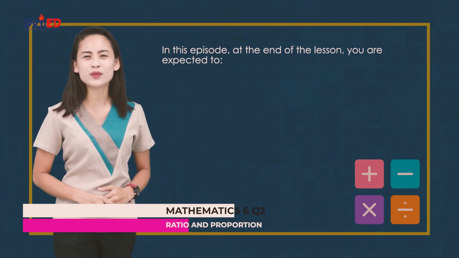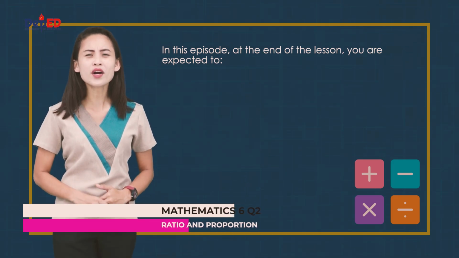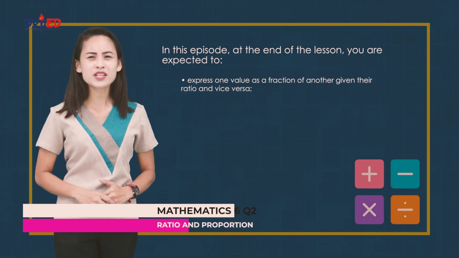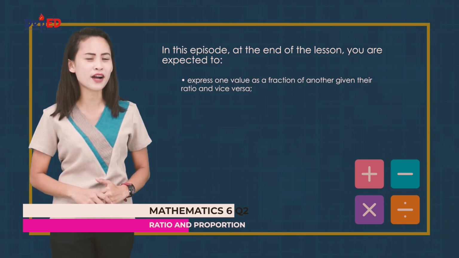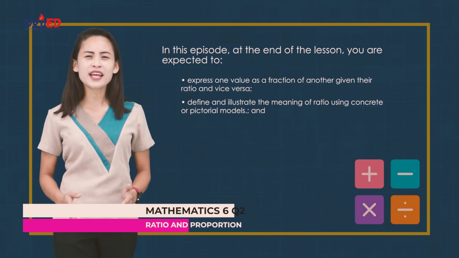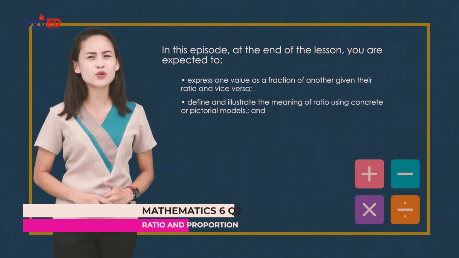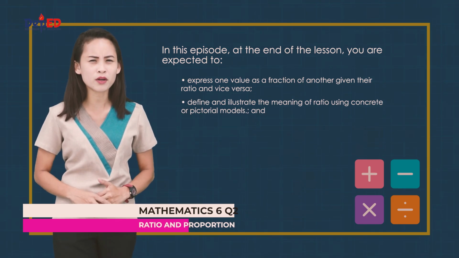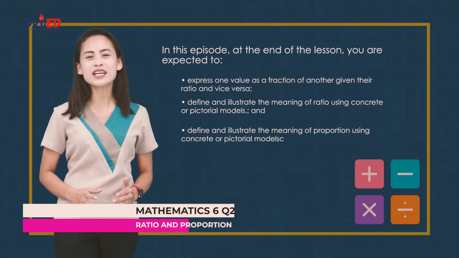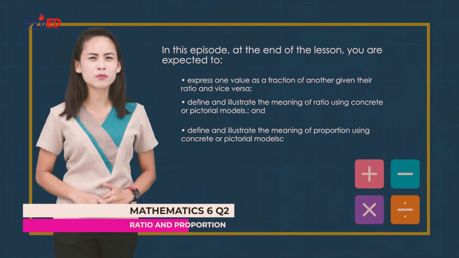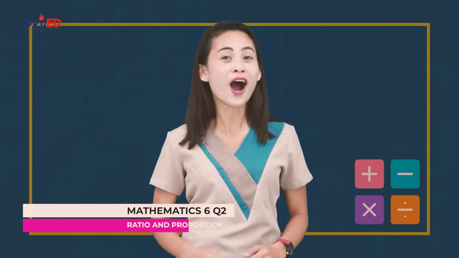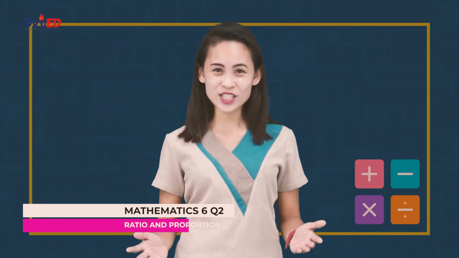In this episode, at the end of the lesson, you are expected to express one value as a fraction of another given the ratio and vice versa. Define and illustrate the meaning of ratio using concrete or pictorial models. And define and illustrate the meaning of proportion using concrete or pictorial models. Now, are you ready? Then let's start!